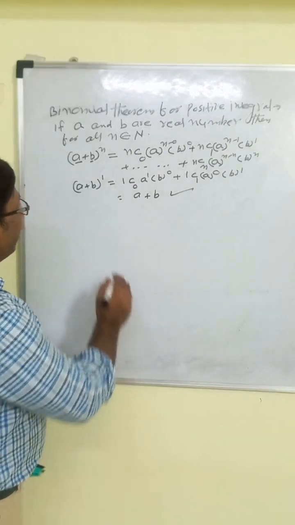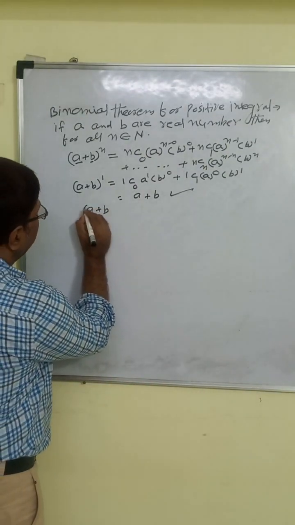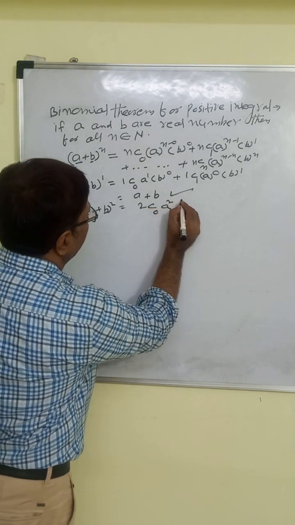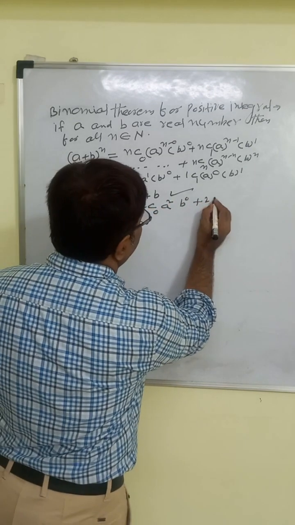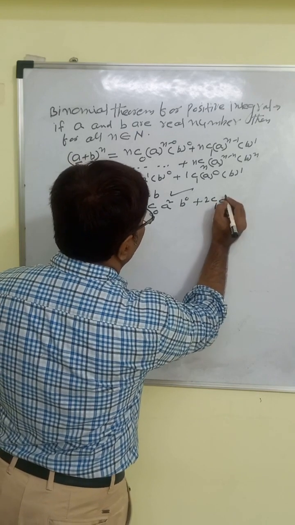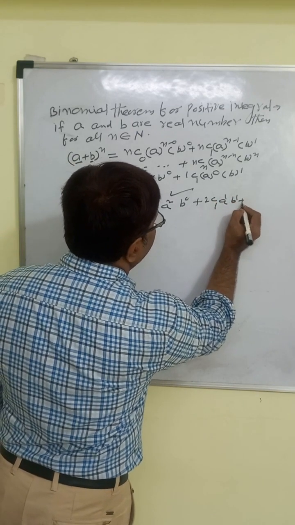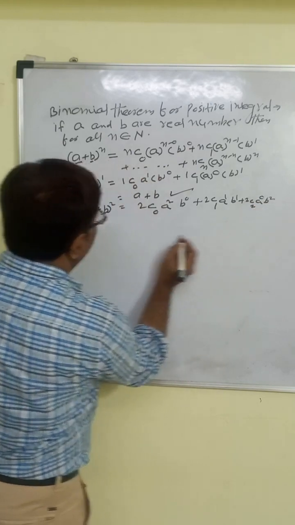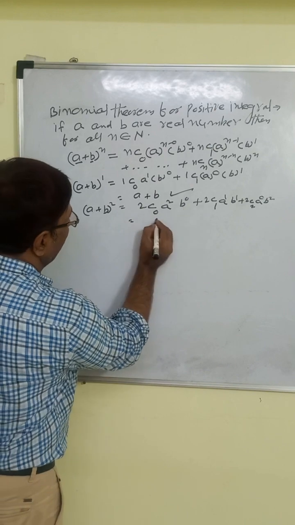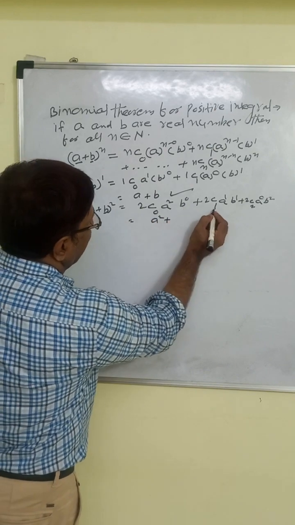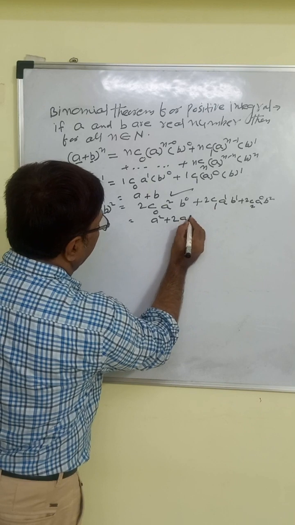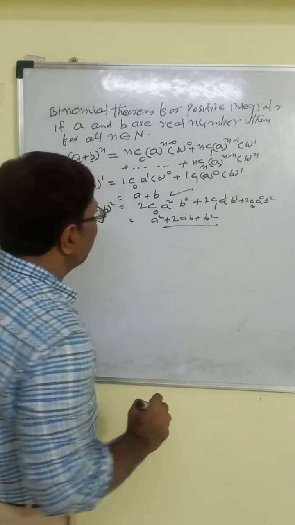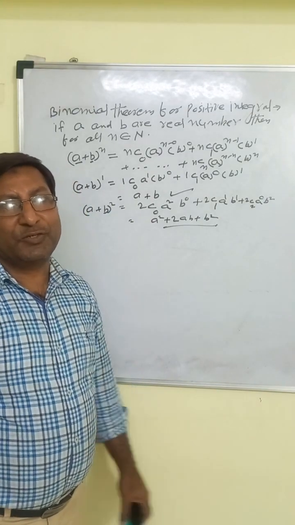So (a + b) to the power 1 is a + b. In the same way, if we are going for (a + b)^2, this is 2C0, a power 2 minus 0, b power 0. This is 2C1, a will be 2 minus 1, b will be 1. And here again 2C2, a is 0 and b will be 2. So 2C0 is 1, b^0 is 1, this is a square. Here 2C1 is 2, a^1 and b^1 is ab. Here 2C2 is 1, a^0, b^2, this is b square. So a square plus 2ab plus b square.